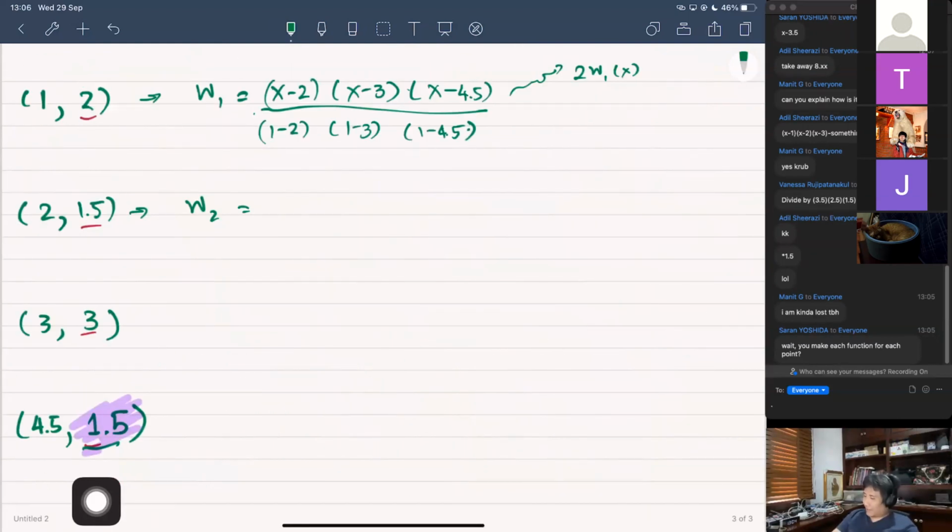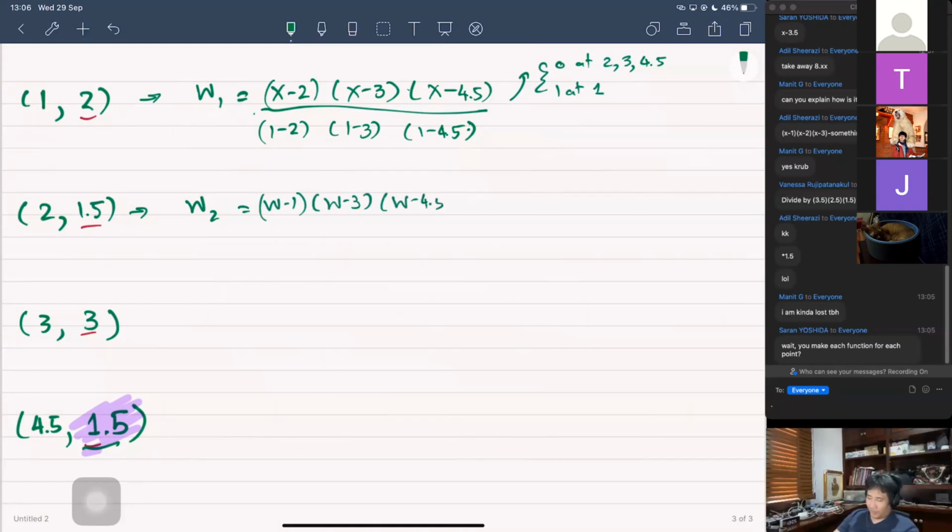Okay. So this W that we construct, I think you can verify yourself. It is 0 at 2, 3, and 4.5, but it's 1 at 1. W has that property because of how we construct it. This is going to be W minus 1, W minus 3, W minus 4.5, divided by 2 minus 1, 2 minus 3, and 2 minus 4.5.